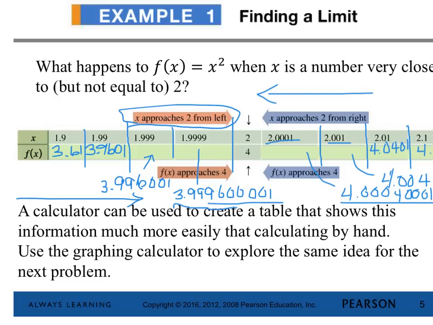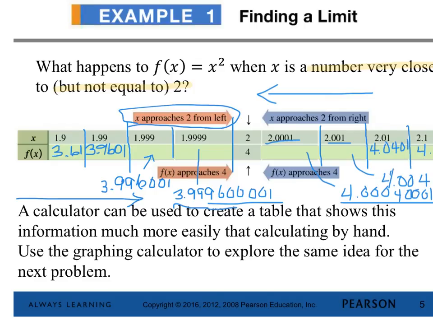So in conclusion, what happens to f of x equals x squared when x is a number very, very, very close but not equal to 2? Well, what happens is, if you let x approach 2, the limit becomes 4.